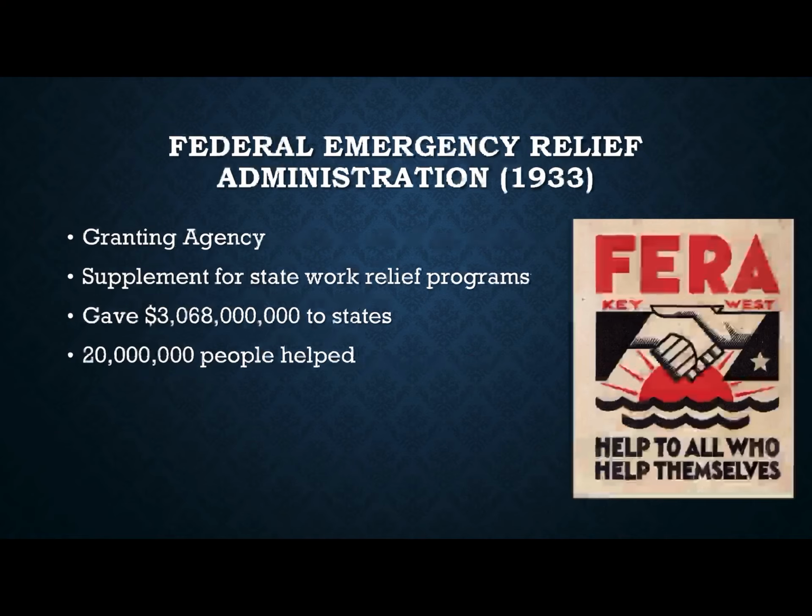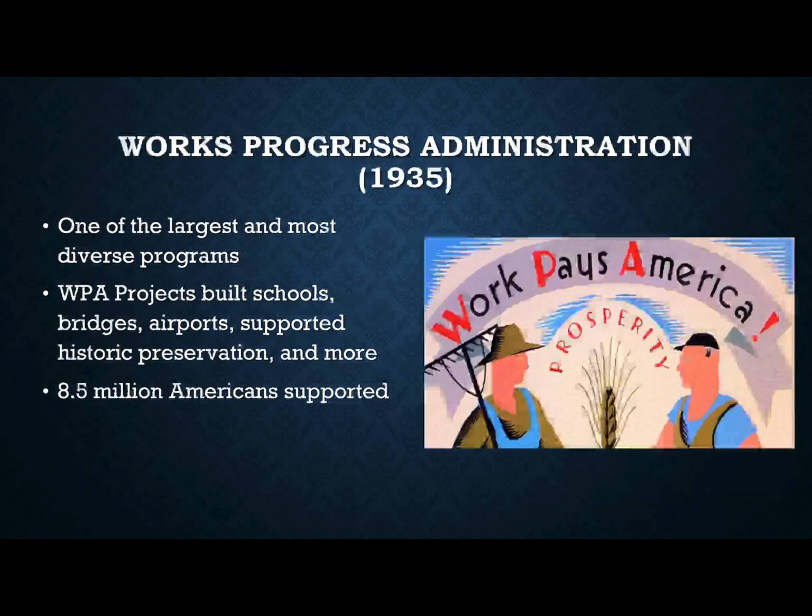The first program is the Federal Emergency Relief Administration, and it was established in 1933 by the Federal Emergency Relief Act. This administration sought to respond to the fiscal crisis of state and local governments by acting as a granting agency. It supplied money for state relief work programs, and it gave a significant amount of money over its time to states and helped over 20 million people.